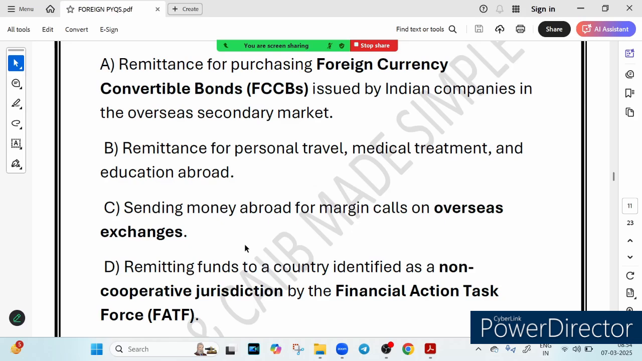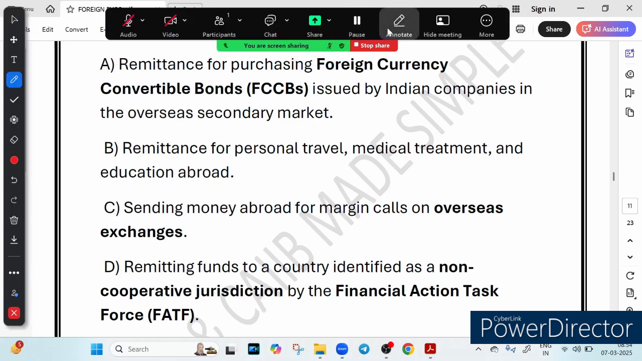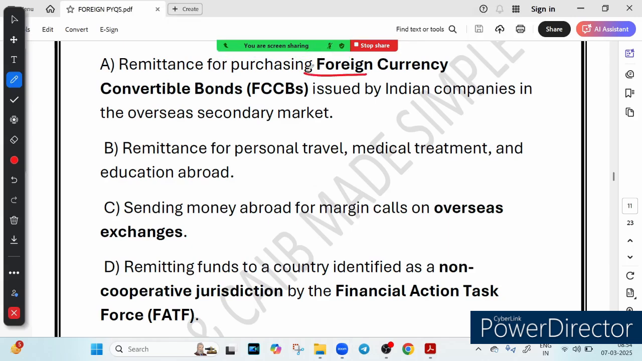So what do you think is the correct answer here? Friends, let's take a moment to think about it. Option A suggests purchasing an FCCB, which is a foreign currency convertible bond. This option is correct, because purchasing FCCB issued by an Indian company in the overseas secondary market is not allowed under LRS. The question is, which is not allowed under LRS? Yes, this is correct. It's not allowed under LRS, right? It is one of the specific restrictions mentioned in the RBI guidelines.